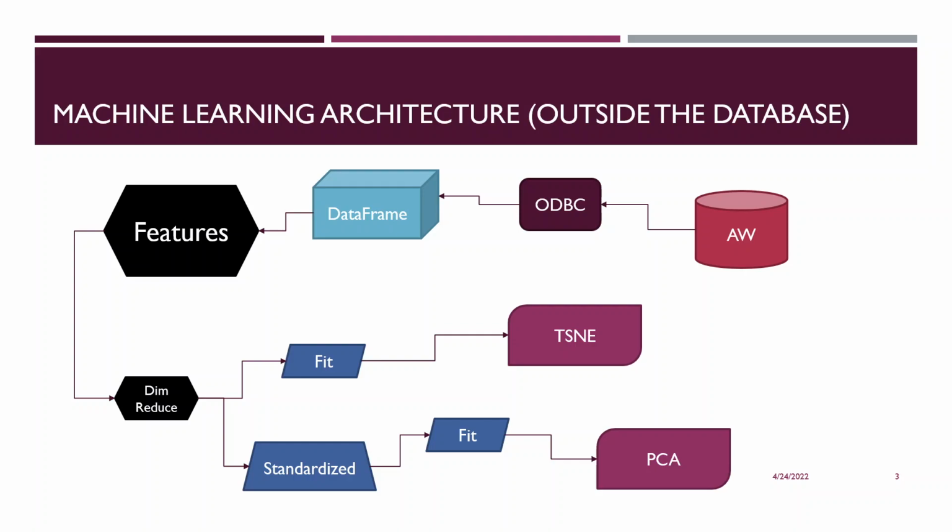Again, sometimes you can't get away from that. One's not better than the other. It's just there's pros and cons to each, of course. Sometimes you have to do an ML architecture outside of the database just because based on the architecture you're using, or proximity to the database itself.